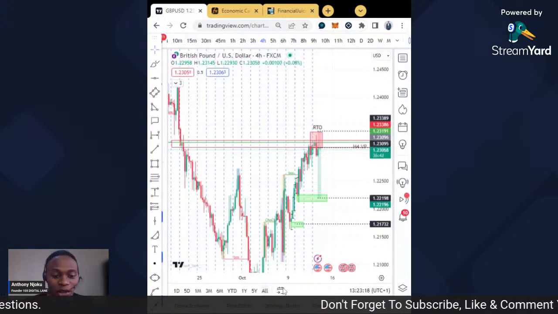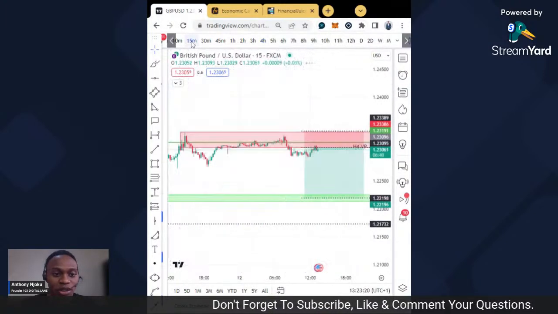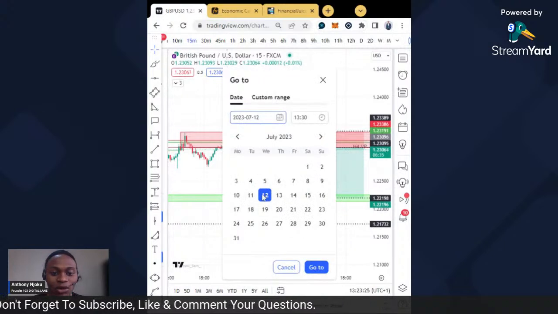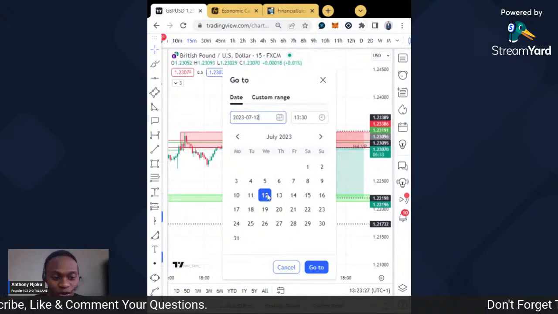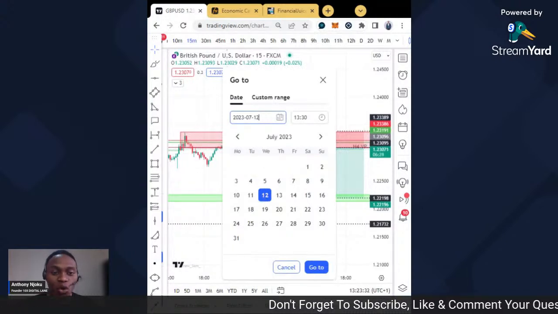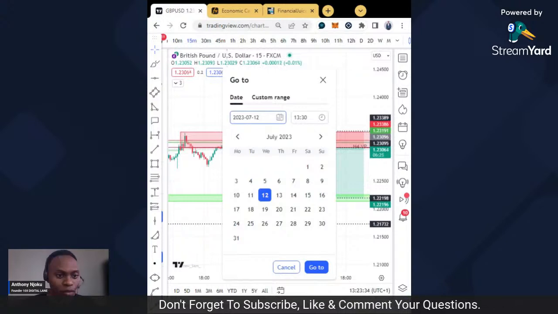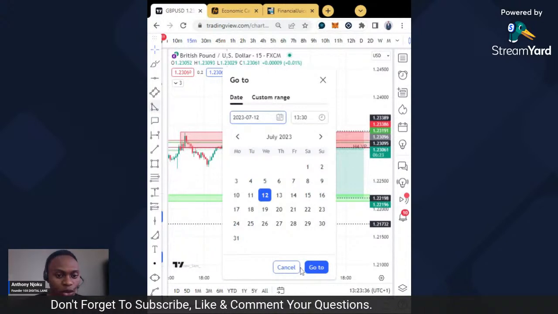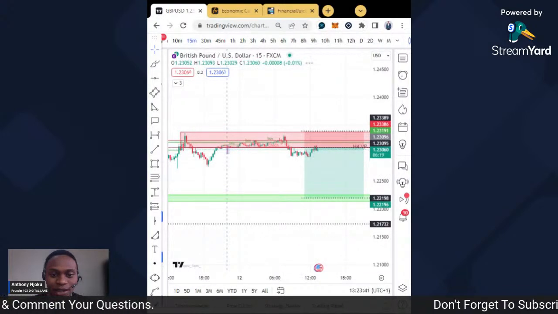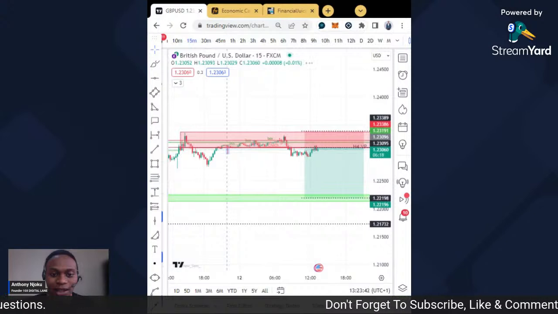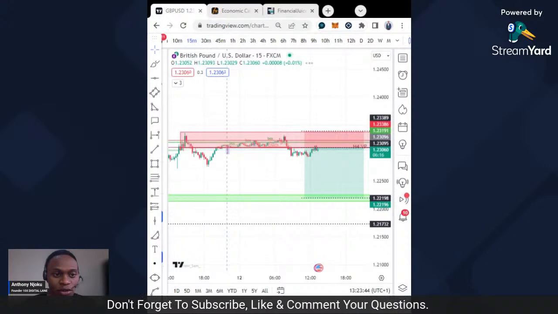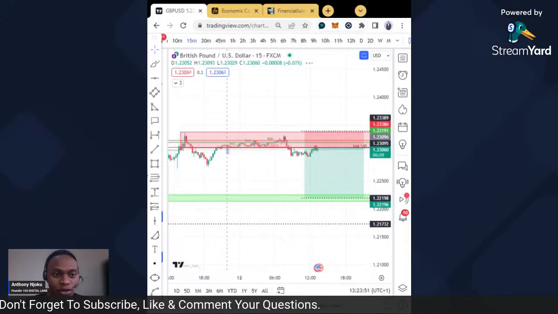So let me share with you some of the market movements in the past. We had CPI on July 12th, and that CPI news was quite good. So I'll go to that particular time by 1:30. I'll show you what the CPI result was for that particular period.